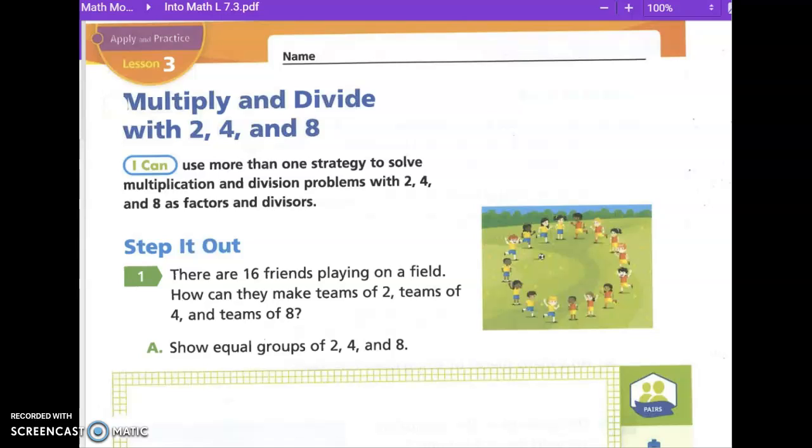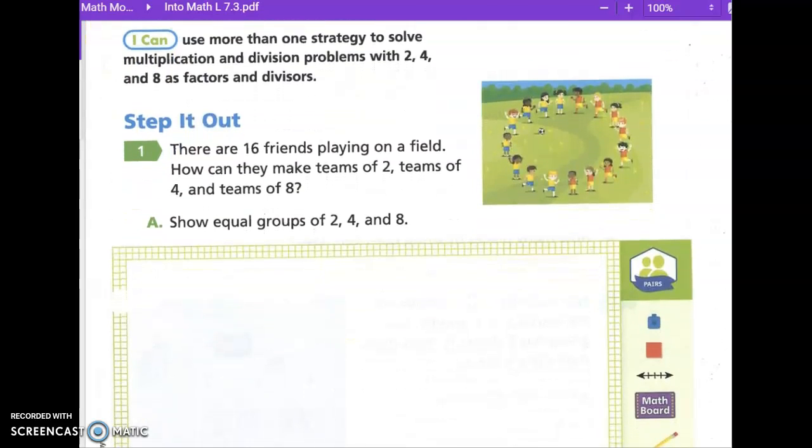Factors and divisors, right? A divisor is the number you're dividing by into the larger number. There are 16 friends playing on a field. How can they make teams of 2, teams of 4, and teams of 8? If we were going to draw teams of 2, what would that look like? How could we draw teams of 2?